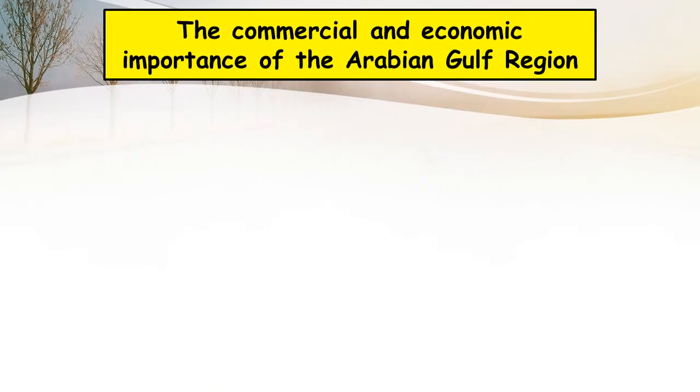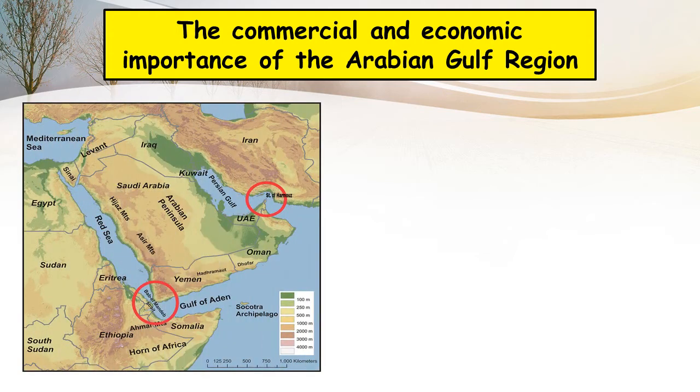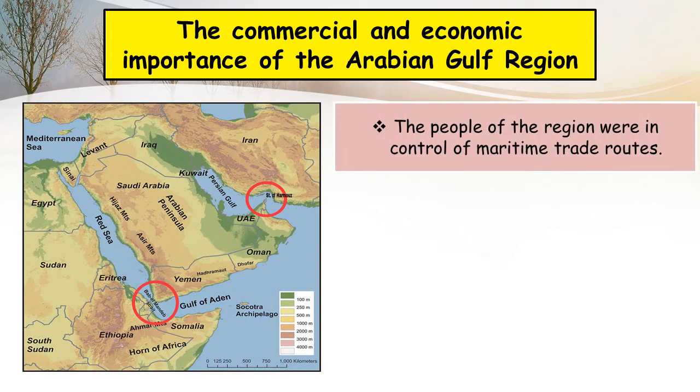And now what about the commercial and economic importance of the Arabian Gulf region? Alright, so the Arabian Gulf has acted as the route for trade since the earliest millennia of human civilization. Then large fishing industries have been set up in Kuwait, Qatar, and Bahrain. Europeans began as well to use this as their trade route.